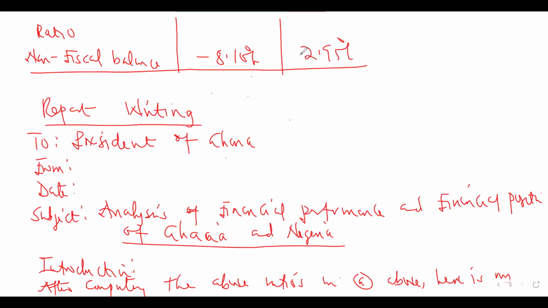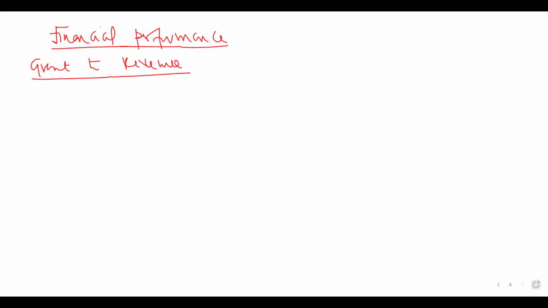Okay, so you just come here and you can title this one financial performance. So the financial performance, you can use the first one as grant to revenue ratio. Okay, grant to revenue ratio. For the grant to revenue ratio, what is happening there?